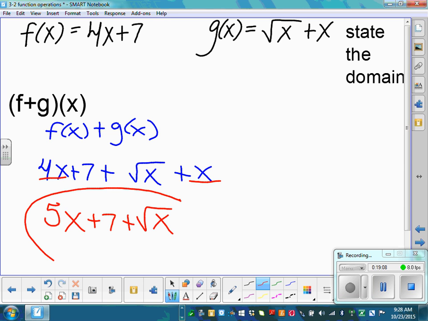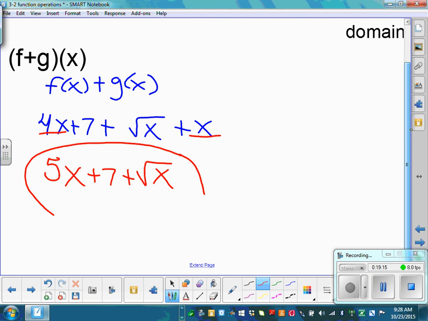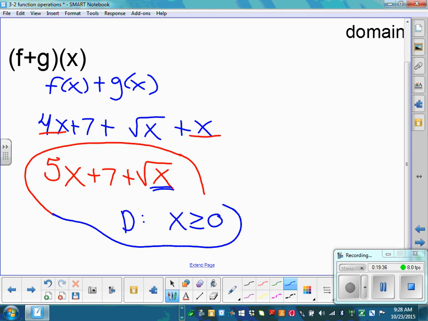Now for my domain, looking at this problem, do you see any potential issues? Where is there a problem? The square root. We cannot have a negative under the square root. So you'll take that bottom part, and underneath there has got to be greater than or equal to 0. So I say x must be greater than or equal to 0, right? So that's our domain. X values as long as they're greater than or equal to 0. Because that's the only problem I'd run into. Does that make sense? Let's do one more.